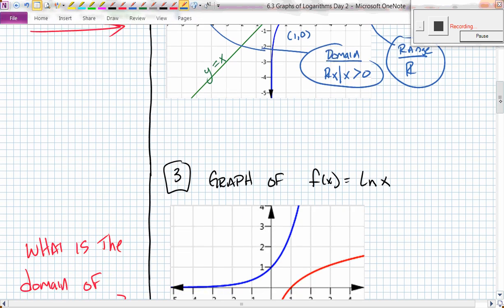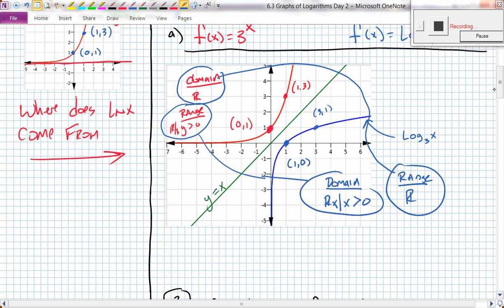Does that help you out for that one? Can you find the logarithm from just a graph of an exponential? Yeah, you sure can. Just reflect it over the line y equals x. Yeah, logarithms are the special inverses of exponential functions.